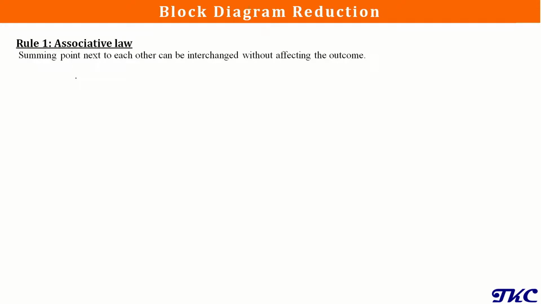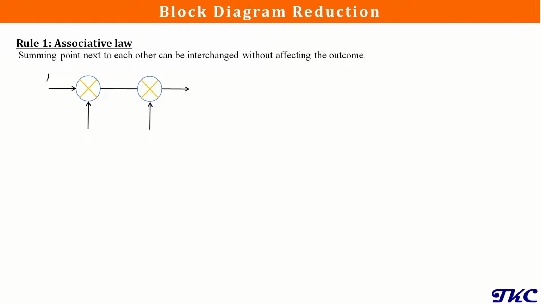The first rule is the associative law. It says that when we have summing points next to each other, we can interchange them. Once we interchange them, it is not going to affect the output of the system. Let's understand that. Here we have two summing points next to each other.